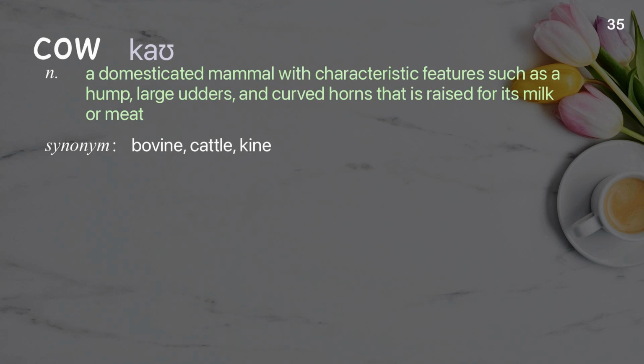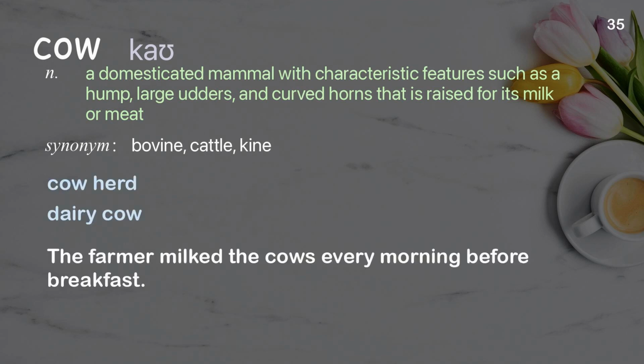Cow: a domesticated mammal with characteristic features such as a hump, large udders, and curved horns that is raised for its milk or meat. Examples: cowherd. Dairy cow. The farmer milked the cows every morning before breakfast.